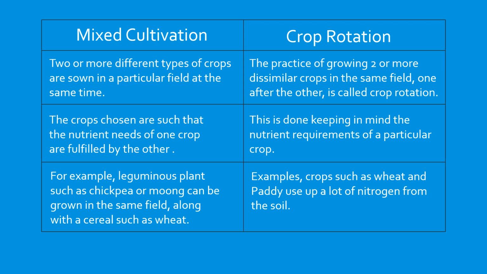But in crop rotation, it is not like in mixed cultivation. This is done keeping in mind the nutrient requirements of a particular crop. Each crop's requirements are kept in mind while growing it. Examples are wheat and paddy. They use up a lot of nitrogen from the soil, so we should keep in mind all the nutrient requirements in crop rotation.